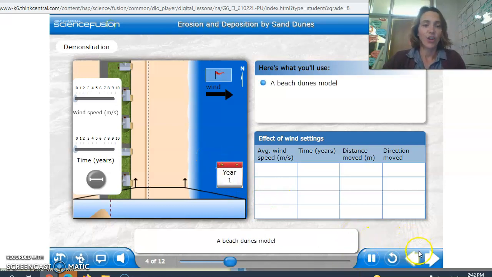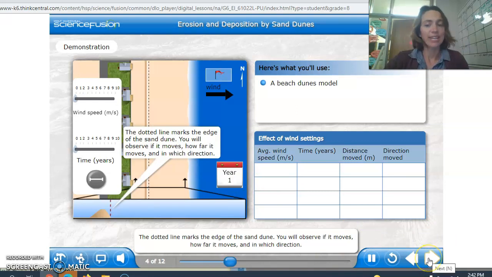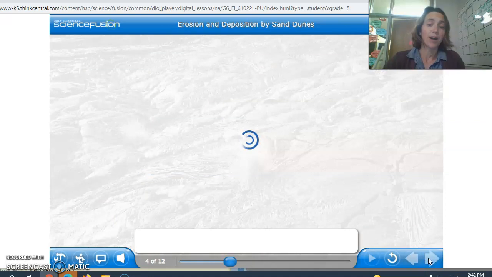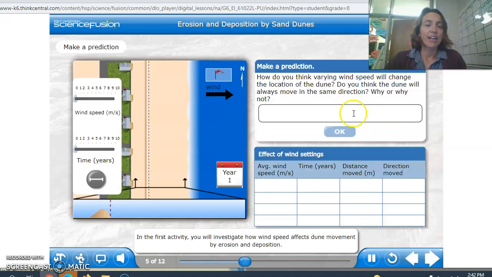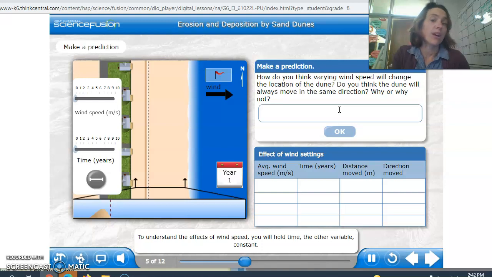All right, it's talking. Sorry, we can't speed this up. I'm going to try to advance. All right, so it's a beach dune model. All right, so in here, make a prediction. Do you think varying wind speed will change the location of the dune? Do you think the dune will always move in the same direction? Why or why not? Okay, I'm going to speed this up, so I'm just going to say yes.